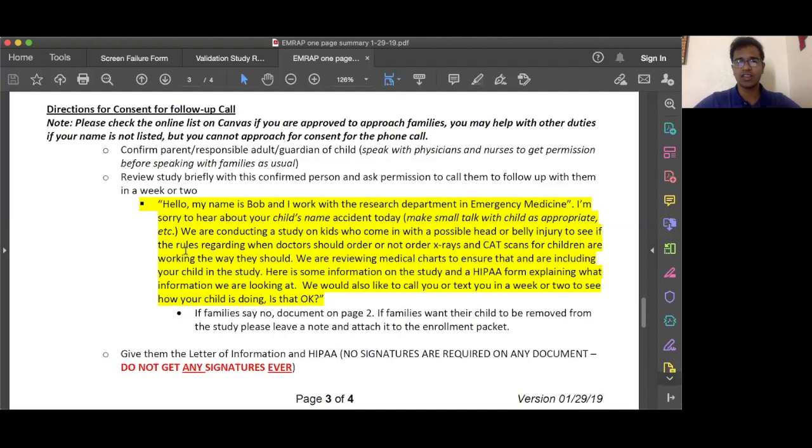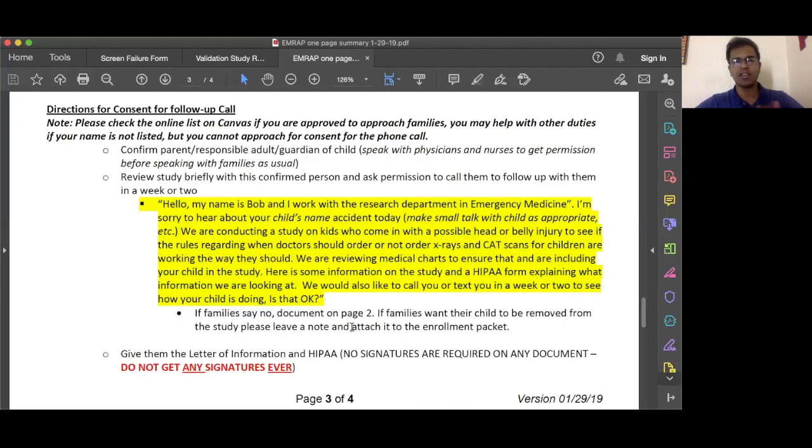So your child does qualify for the study and is enrolled in the study. And here's some information on the study and the HIPAA form explaining what information we're going to be looking at. And we would like to call you or text you in a week or two to see how your kid is doing. Is that okay? That's something that you want to practice with. So that's kind of the general script. And if you ever want to refer back to it, it's also on your one-page summary.